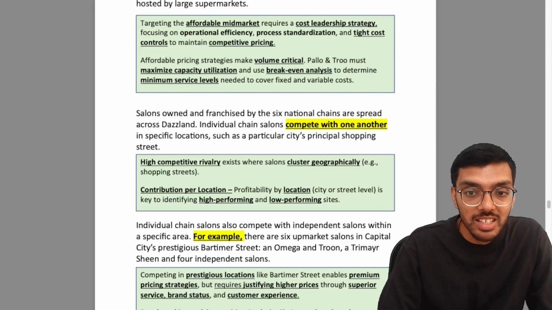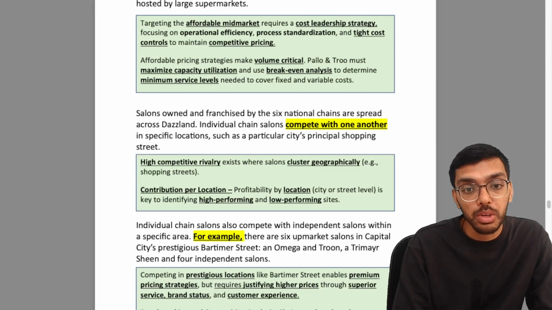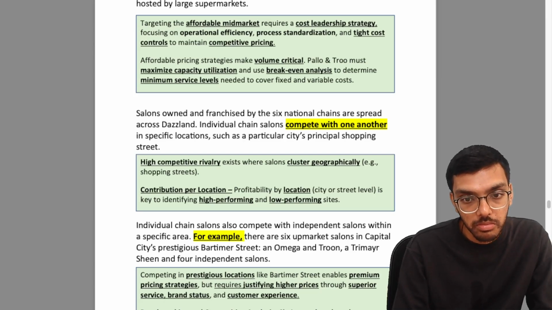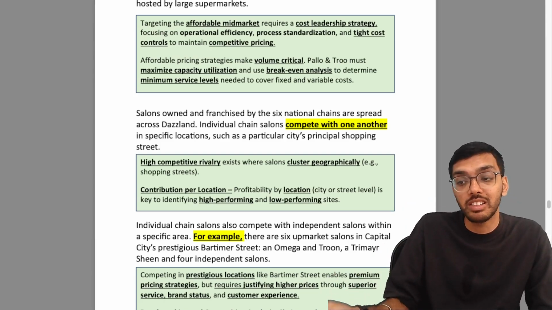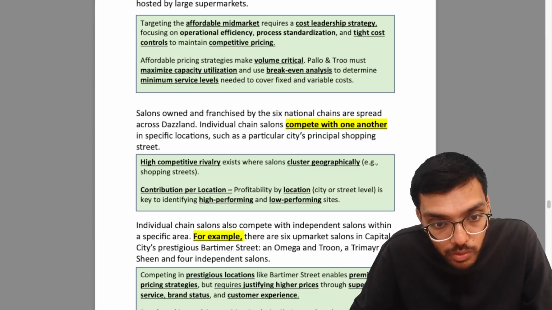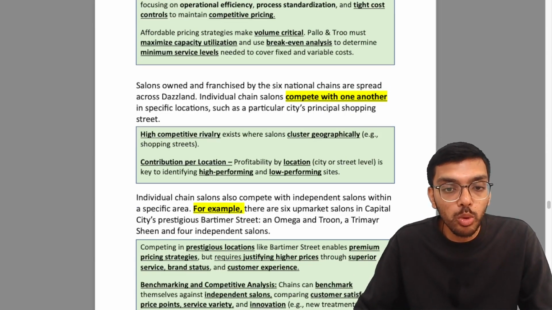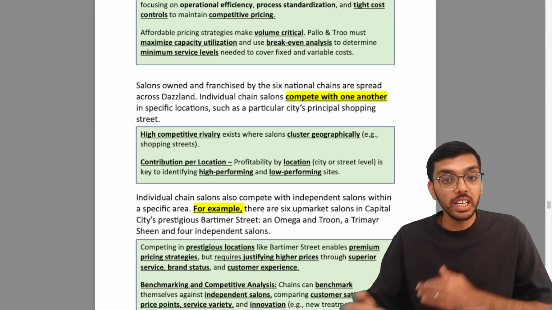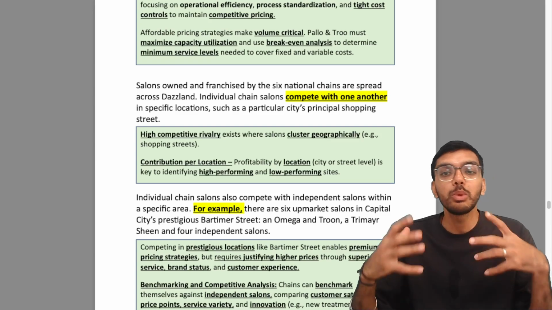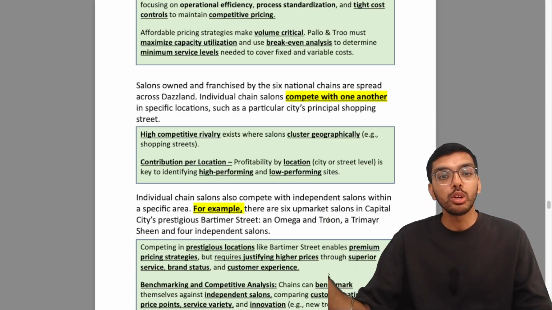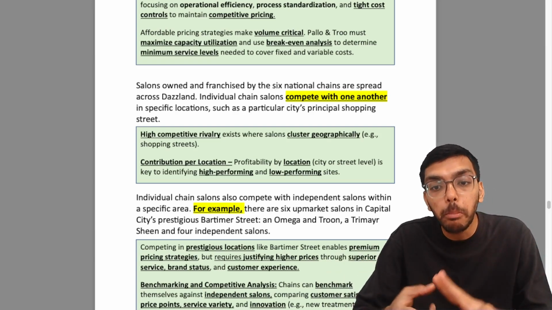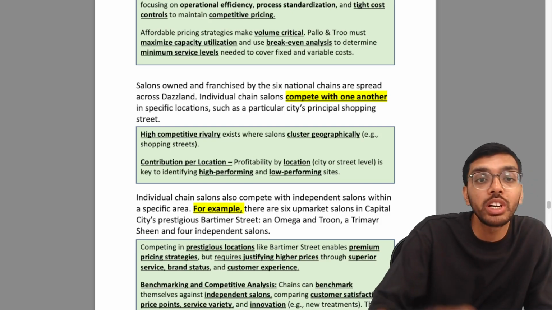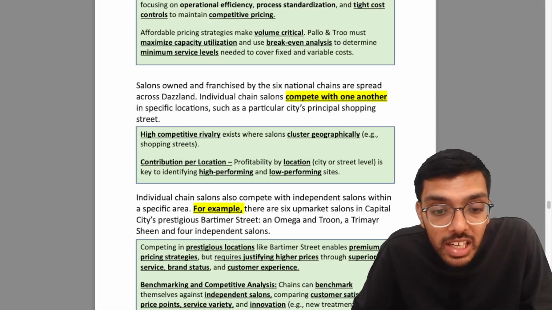For example, there are 6 upmarket salons in capital cities, prestigious Bartimer Street, an Omega and Troon, a Trimayr Sheen, and then there are 4 other independent salons on one street itself. So competing in prestigious locations like Bartimer Street enables premium pricing strategies. But you will need to justify the high prices. Naturally, we are a brand, we have been in the market for a long time, so we have that going for us. But benchmarking and competitive analysis will be very important in this market because this market is heavily contested.